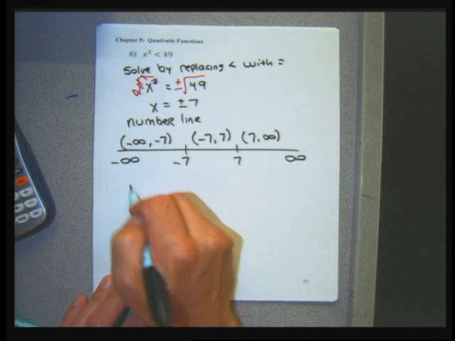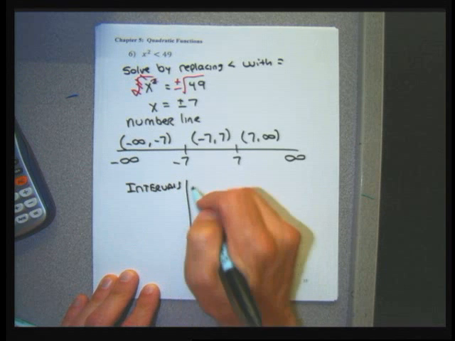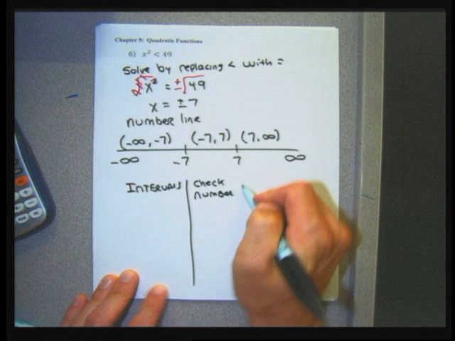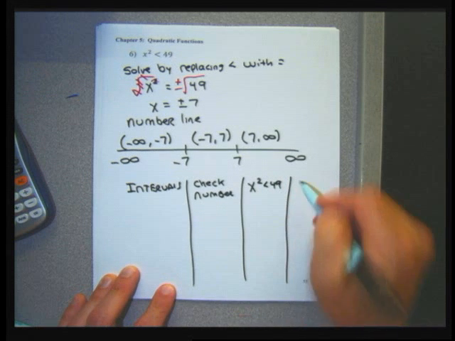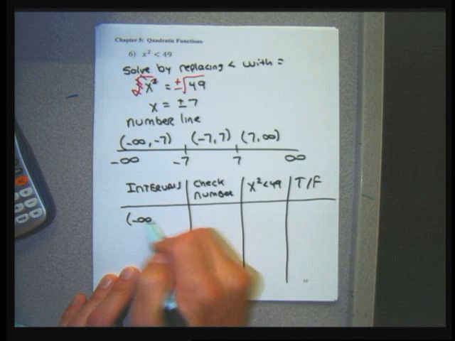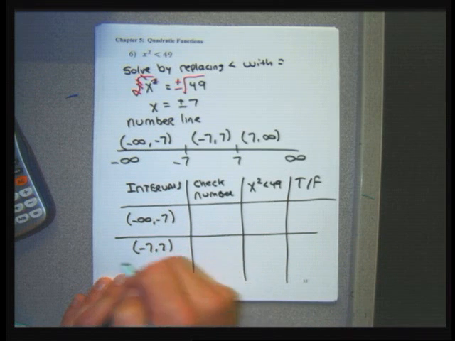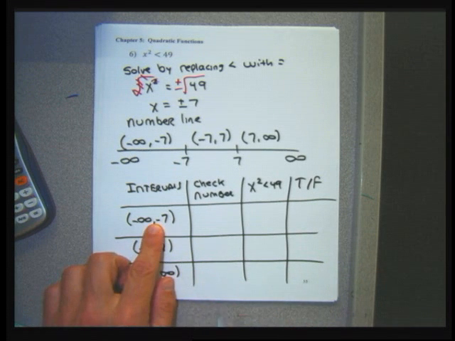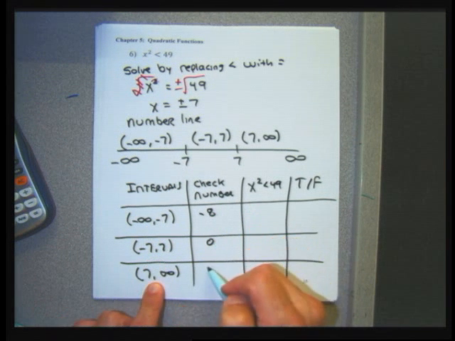And now my table, my first column is going to say intervals. My second column, I need a check number. My third column is the original problem. My last column is true or false. First interval from negative infinity to negative 7. Second interval from negative 7 to 7. Third interval from 7 to infinity. In the first interval, I'm going to check negative 8. 0's in the middle interval, so I'm going to check 0. In the last interval, I'm going to check positive 8.